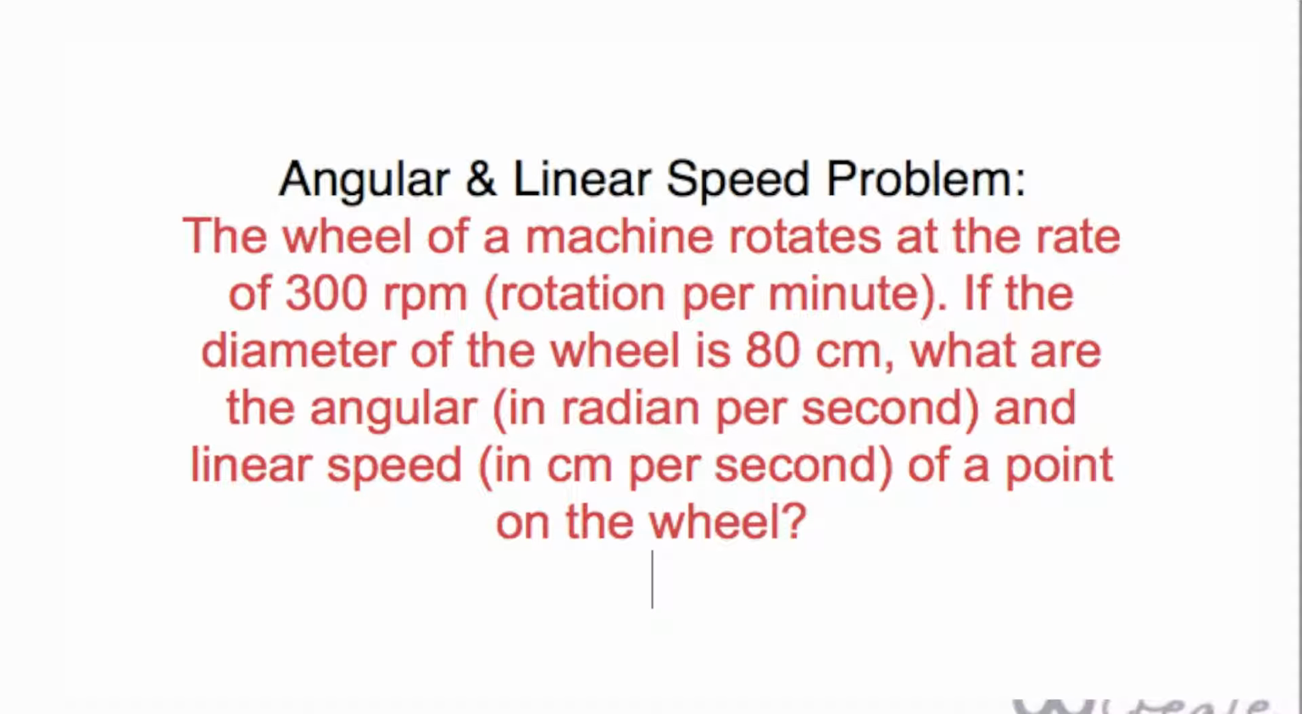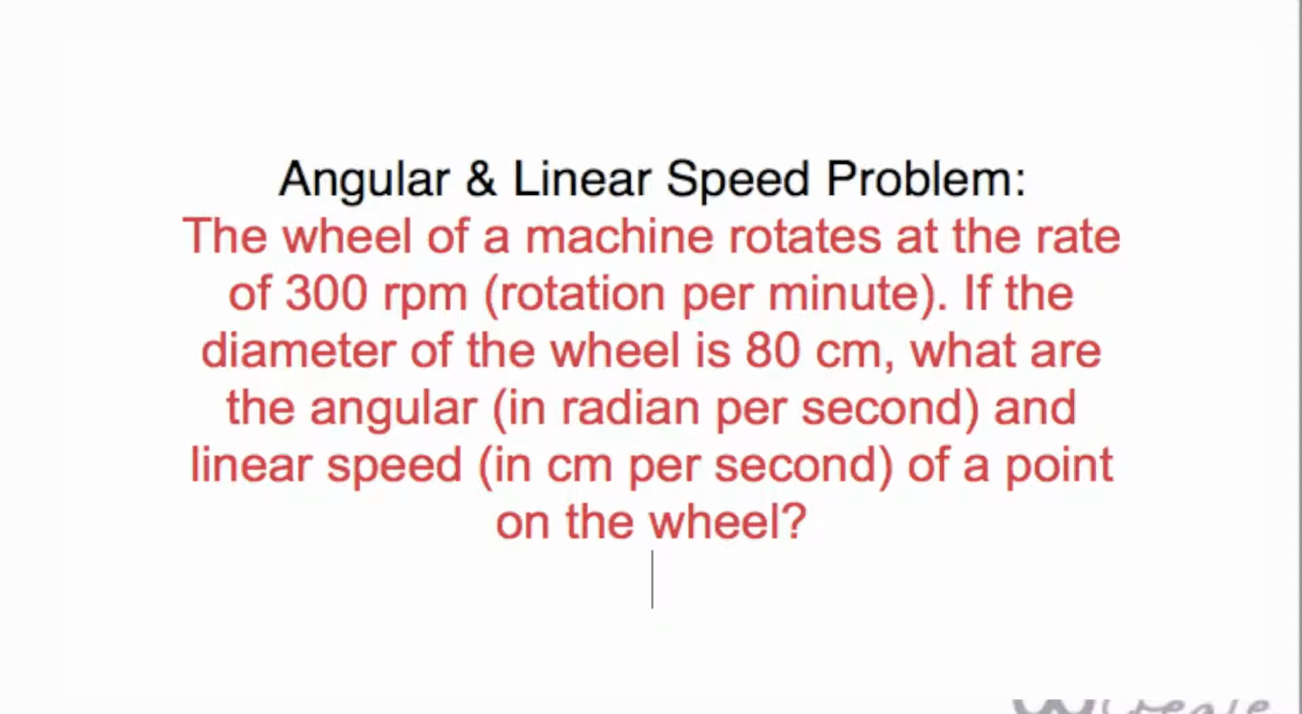Alright, so we're going to go ahead and start here. At the beginning, we always have to make sure that we realize and pay attention to what is given and what they're asking for. In this particular question, they give us that the machine rotates at a rate of 300 RPM, and the diameter of the wheel is 80 centimeters. What they're asking for is the angular speed in radians per second and the linear speed in centimeters per second. So we always have to make sure that we pay close attention to the units they want our answer in. Otherwise, on a test or a quiz, we'll get the question wrong.